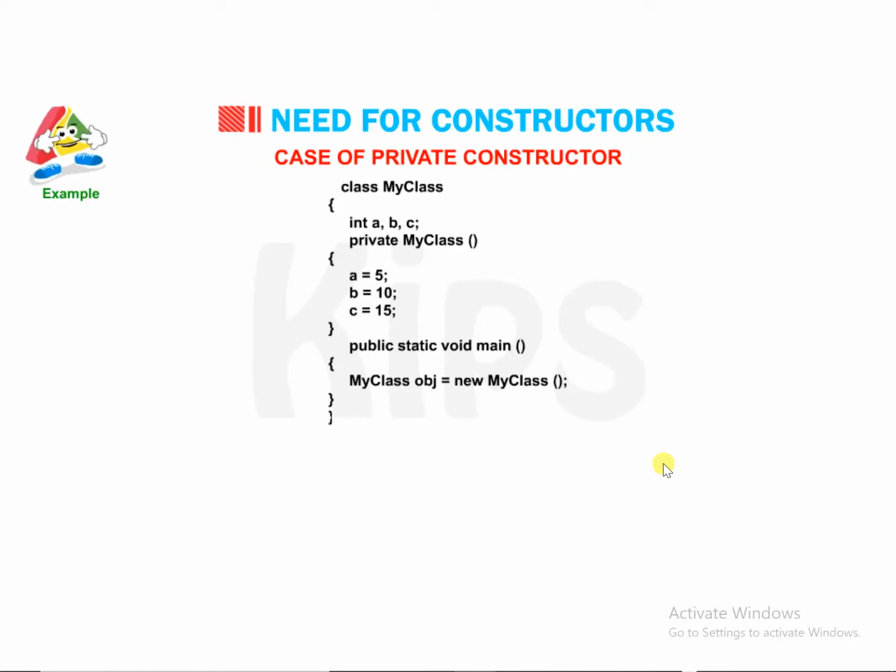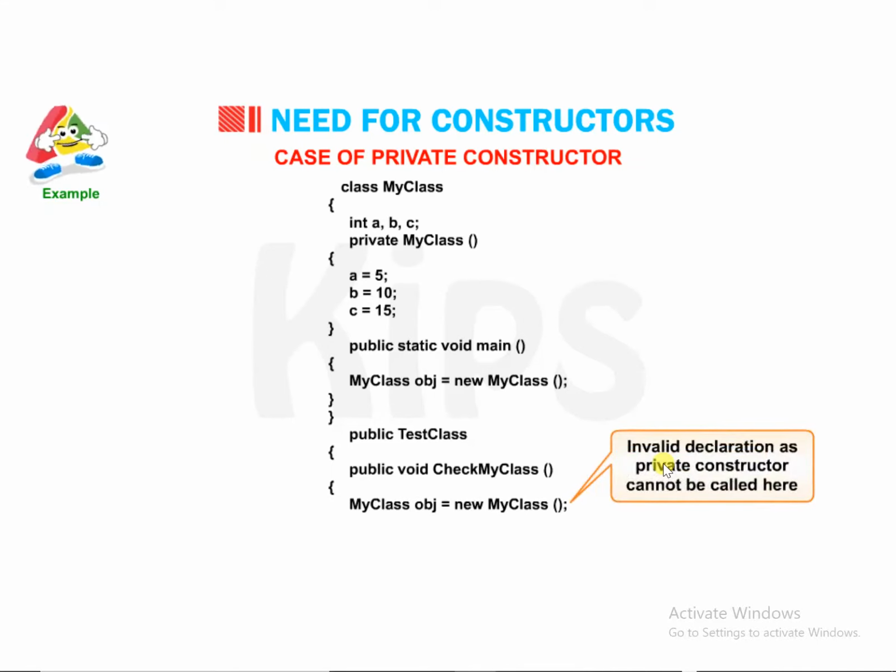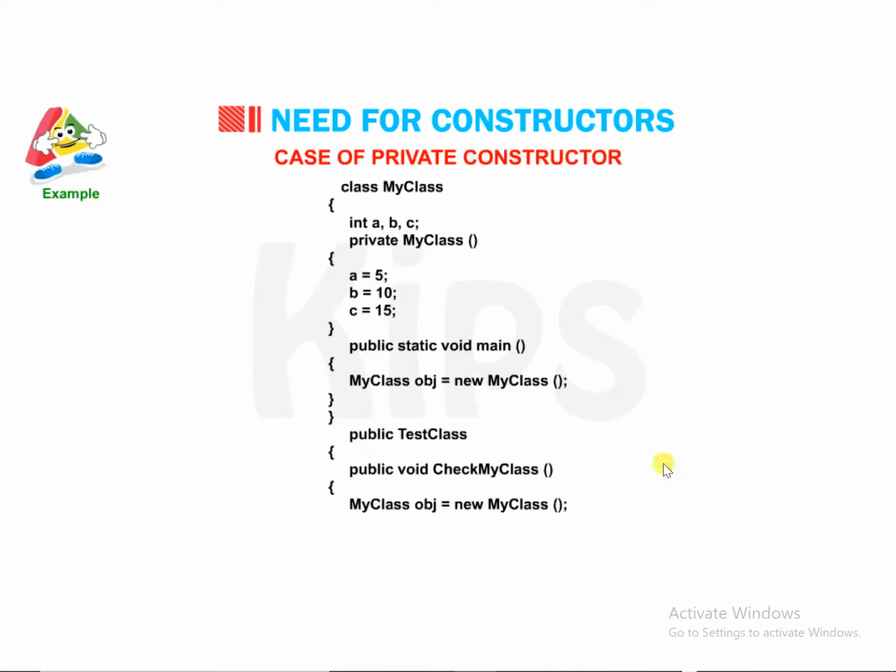Braces close. Braces close. Public test class, braces open, public void check myClass(), braces open, myClass object = new myClass(); invalid declaration as private constructor cannot be called here.